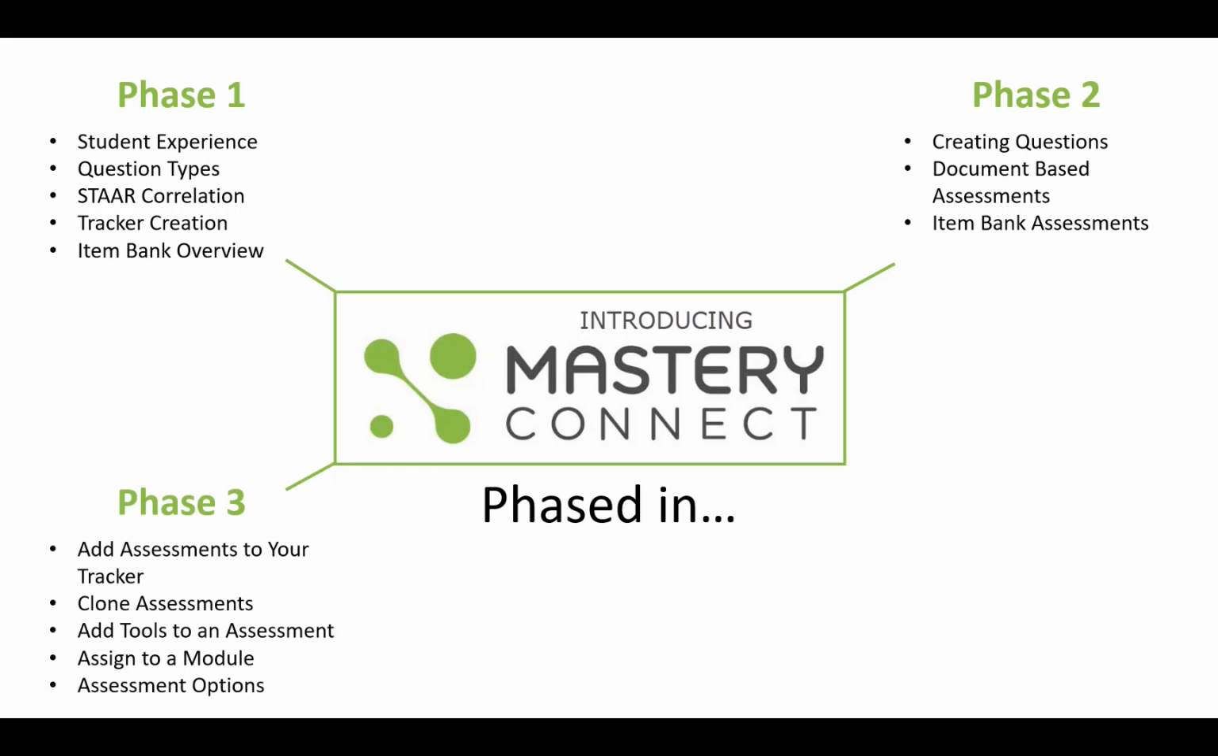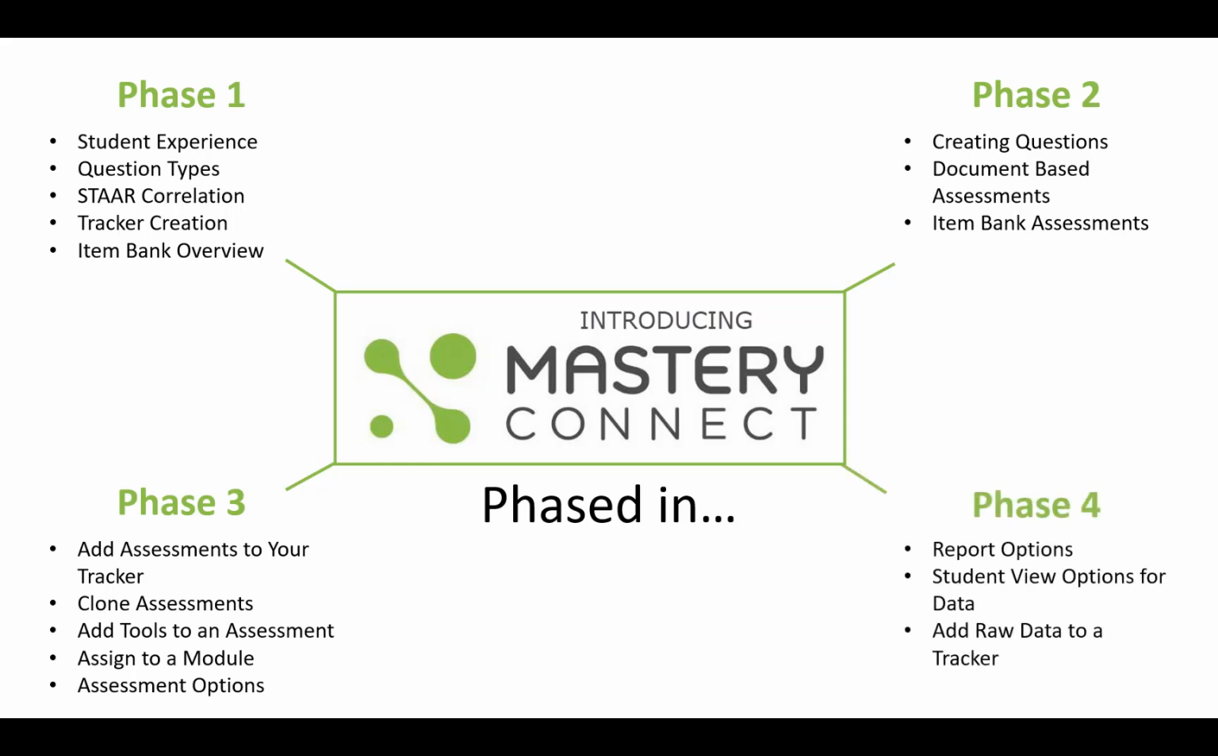Phase 3 will focus on the trackers and Canvas. You will see how you add an assessment to a tracker. We will also take a look at how you can clone an assessment and make it your own. Mastery Connect has the ability to add tools such as a highlighter, ruler, or notepad to an assessment. We will walk through that process as well as how to provide text-to-speech as an option to specific students who require that modification. You will then learn how to assign your assessment to a Canvas module. Finally, we will look at some options you as a teacher have available while students are taking the assessment.